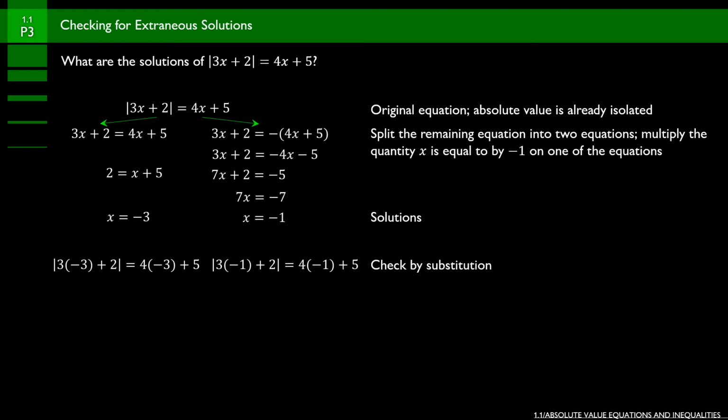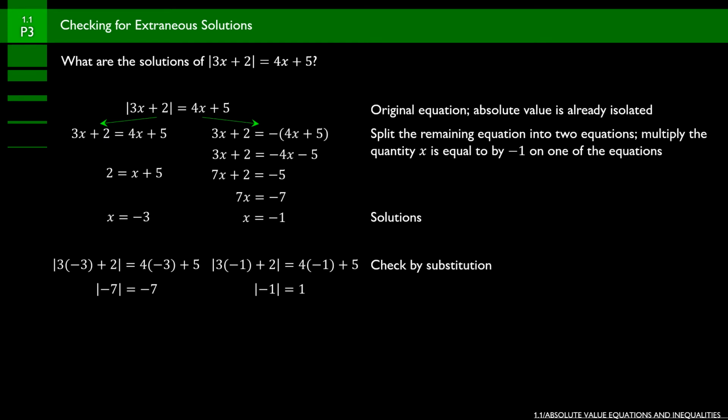Now 3 times negative 3 is negative 9, plus 2 is negative 7. 4 times negative 3 is negative 12, plus 5 is negative 7. So you can see we get the absolute value of negative 7 equals negative 7. In the second equation, 3 times negative 1 is negative 3, plus 2 is negative 1. Then 4 times negative 1 is negative 4, plus 5 is 1. So we get the absolute value of negative 1 equals 1.